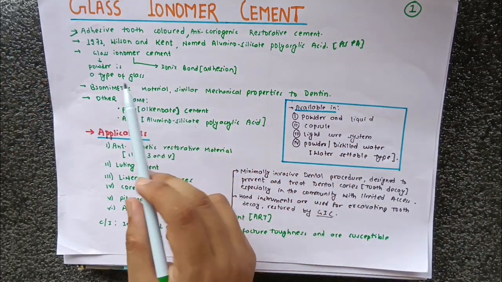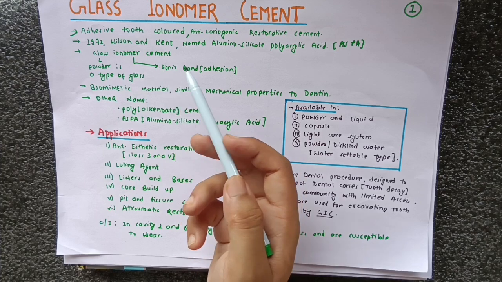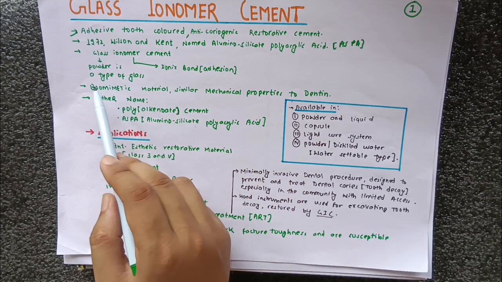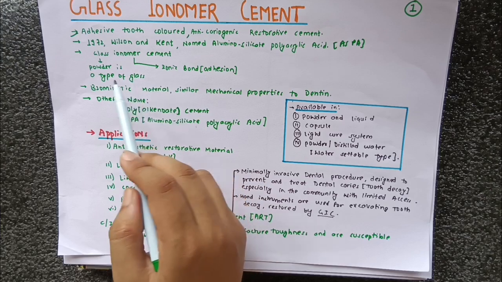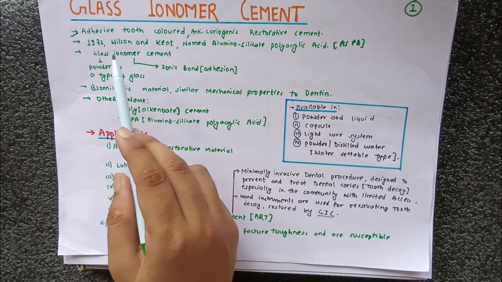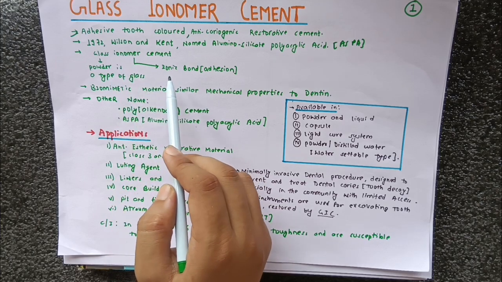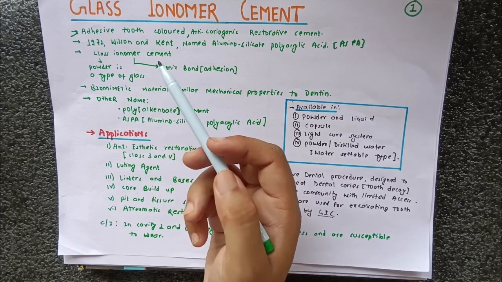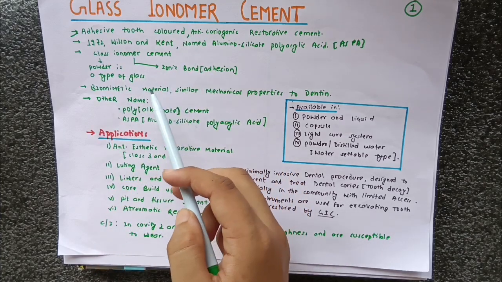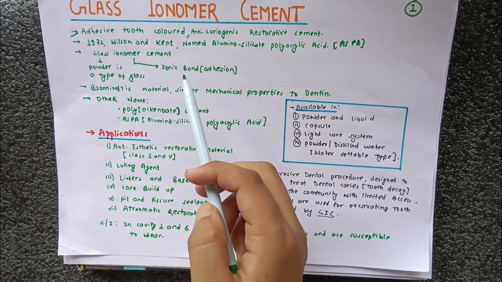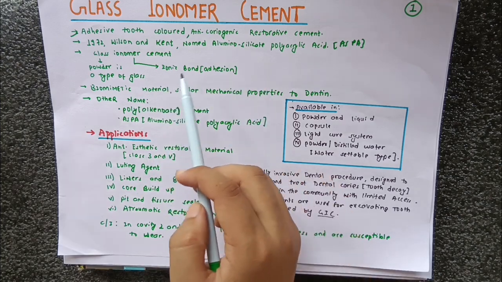Now, how it is named: glass means the powder present in this cement is a type of glass particle. Ionomer means there is the presence of an ionic bond. As I have told, there is adhesion between the glass ionomer cement and the tooth structure, and the bond between the tooth structure and the cement is an ionic bond.